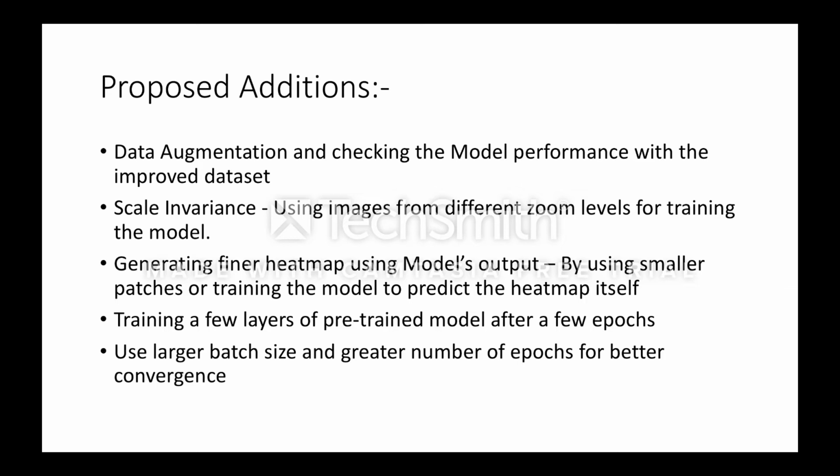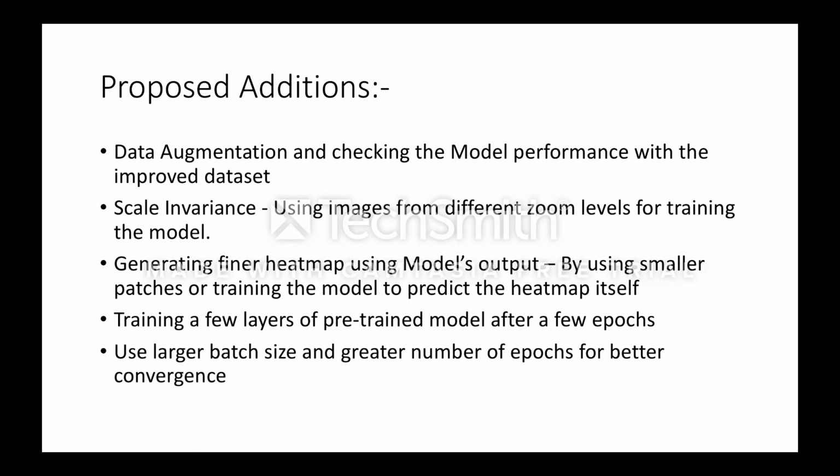I used larger patches here, but by using smaller patches or training the model to predict the heat map itself, I could have got a more accurate prediction of where the tumor was present visually. Also, I didn't train the base model layers in the Inception v3, but maybe training a few layers of the pre-trained model would have yielded better results.